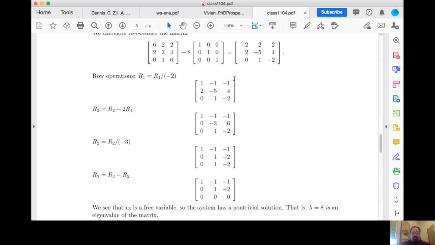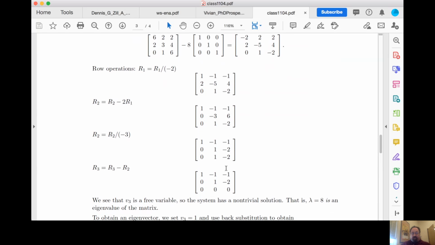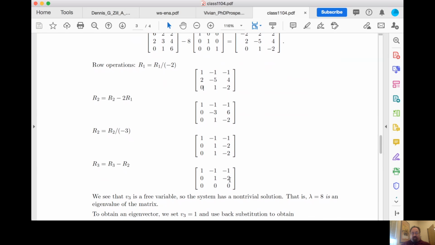First I divide the first row by minus 2 to make this a 1. And then I use twice row 1 to eliminate this entry from row 2, this 2 right here. And that brings me here. Then I divide the second row by minus 3, just to conveniently get a 1 up here. We see that the second and third rows are the same, so you just subtract them, and that wipes out the third row. So once again, we have a row of zeros. We have v3 being a free variable. So the system has a non-trivial solution. Therefore, lambda equals 8 is an eigenvalue.